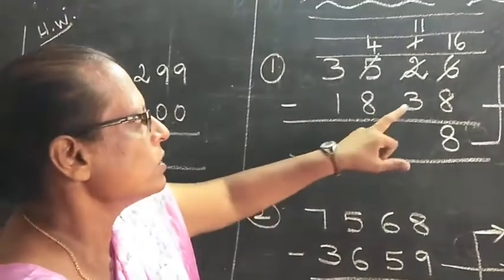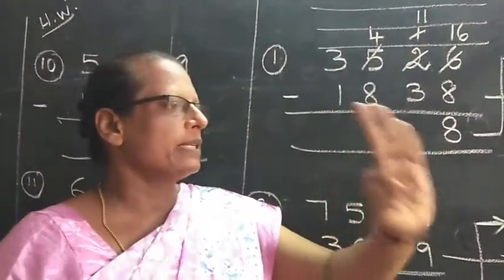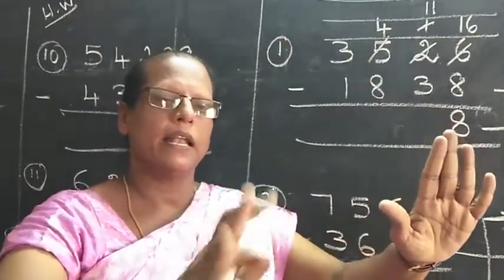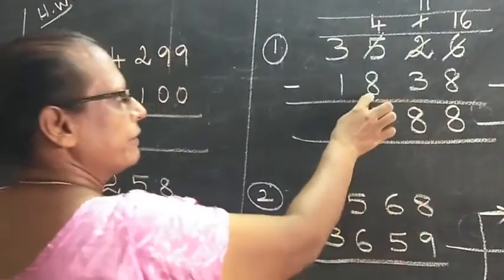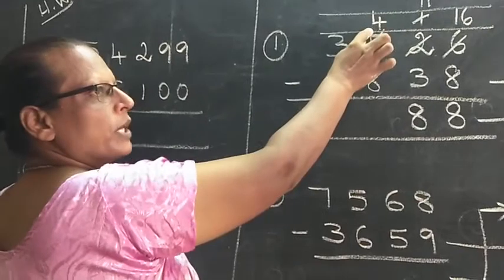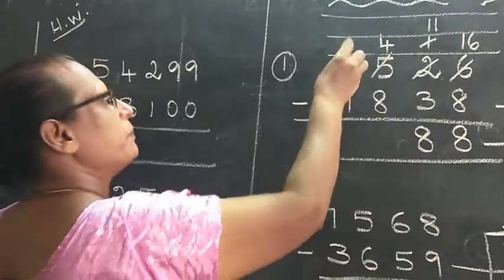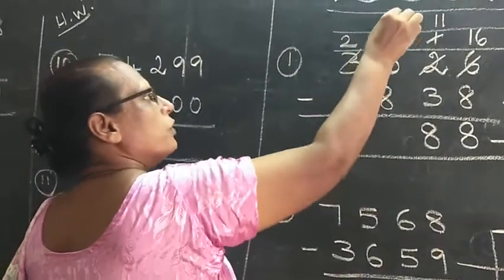Okay children. So after 3 you count up to 11. After 3: 4, 5, 6, 7, 8, 9, 10, 11. Again what answer? 8. And now from 8 can you count up to 4 children? No, it's a smaller number. So what you have to do? You have to borrow from the previous number. 3 will become 2 and this 4 will become 14.